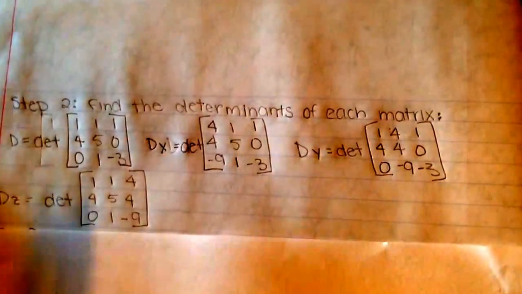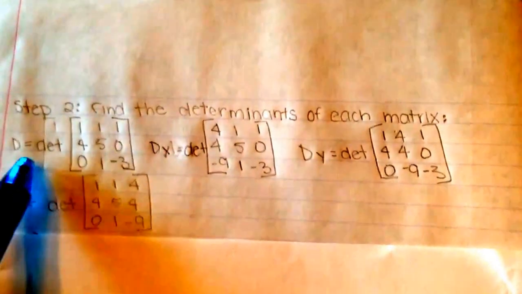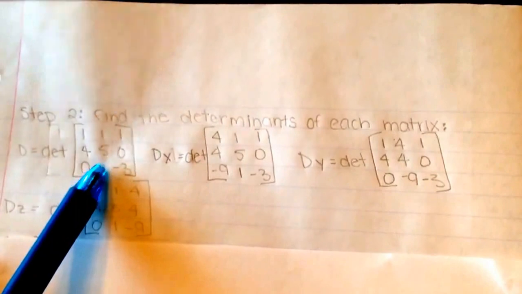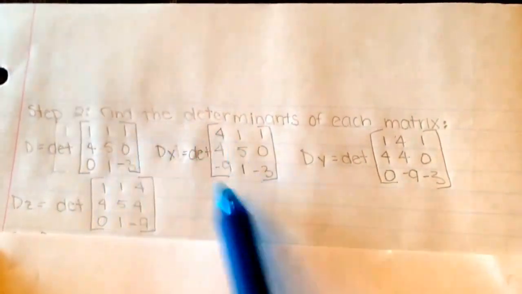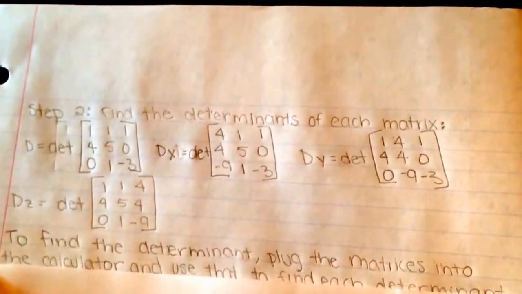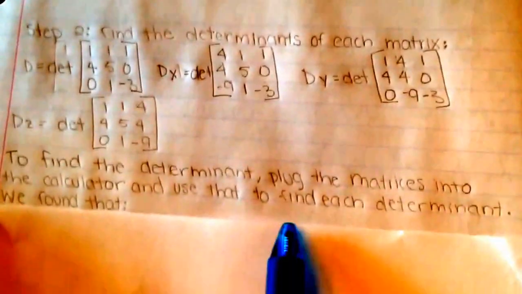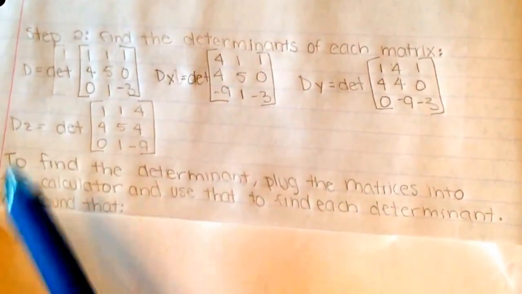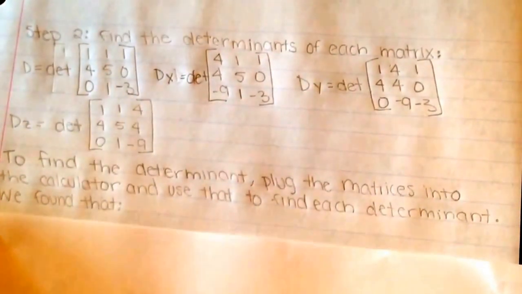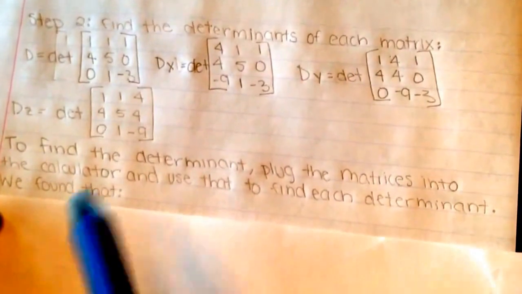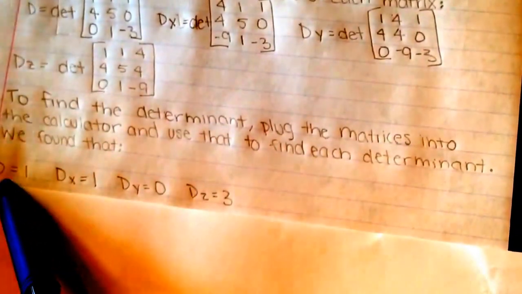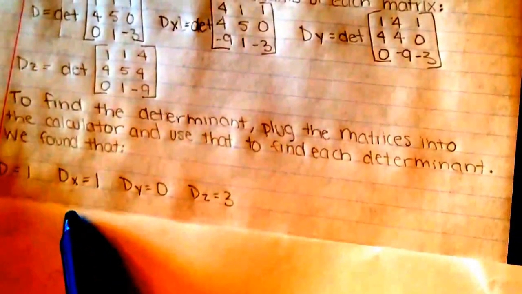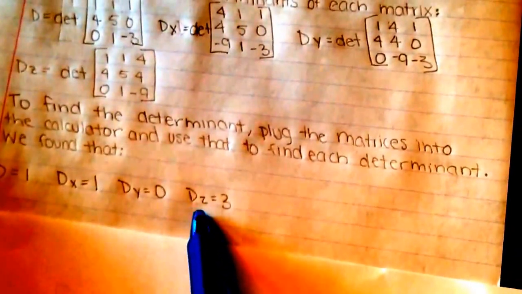In step 2, we're going to find the determinant of each matrix. For our original matrix, which was D, you just find the determinant of the matrix, and you do that for all of them. To find the determinants, we plug the matrices into the calculator, because they're 3 by 3 matrices, and we only do the determinant of 2 by 2 by hand. So we found that D equals 1, Dx equals 1, Dy equals 0, and Dz equals 3.